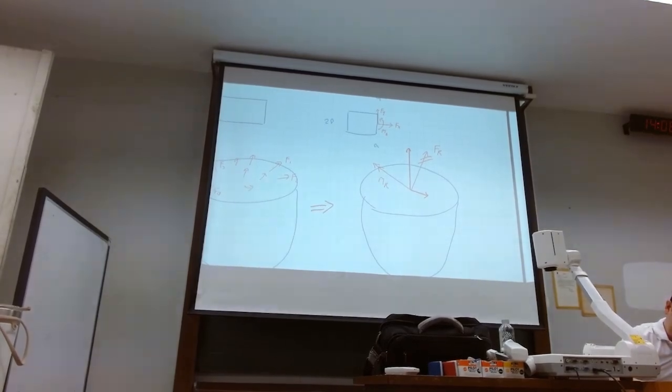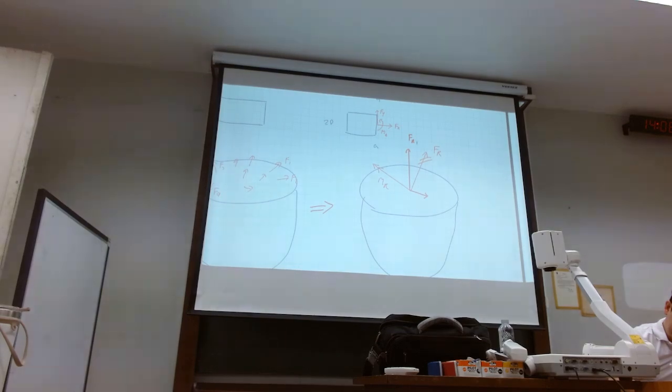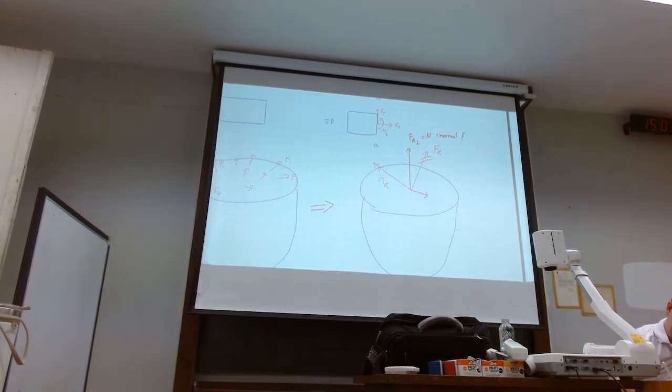Now the component of FR that is perpendicular to the surface, we have the term N, that is the normal force. And the component of FR that is parallel to the surface, we call it V, or the shear force. And then of course we can get rid of this M.